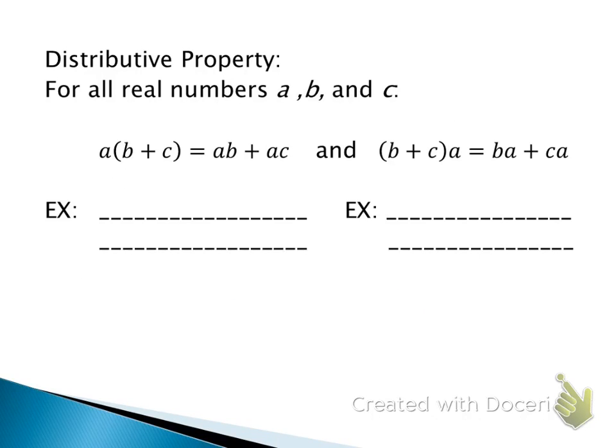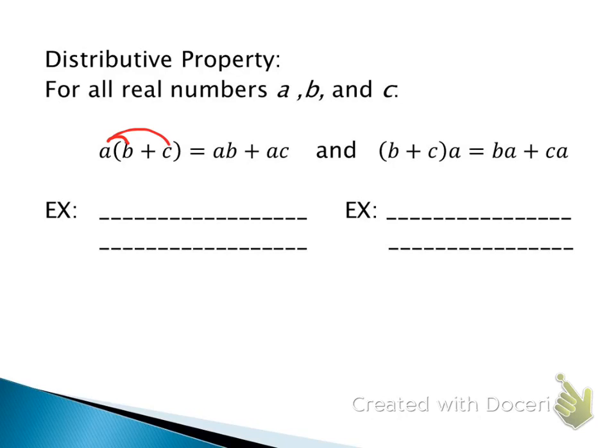Today is all about the distributive property. It's also what tomorrow and probably Wednesday will be about. For all real numbers a, b, and c, if you take a times the quantity b plus c, that's the same as taking a times b plus a times c. You can also distribute from the end of the parentheses instead. You end up getting the same thing. Usually on these, we draw those little arc lines to show that we distribute.